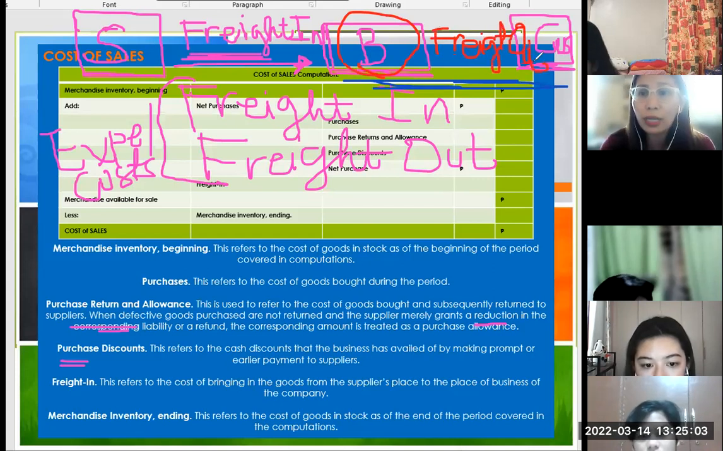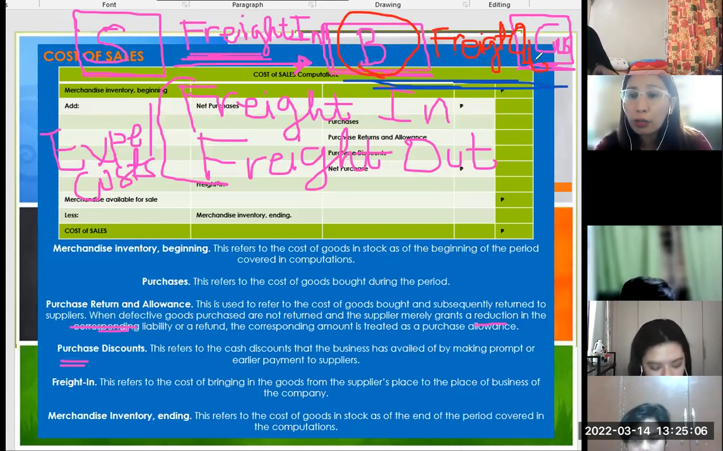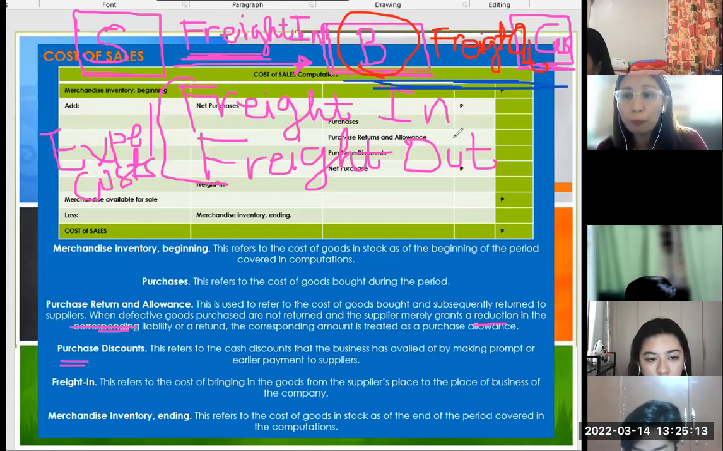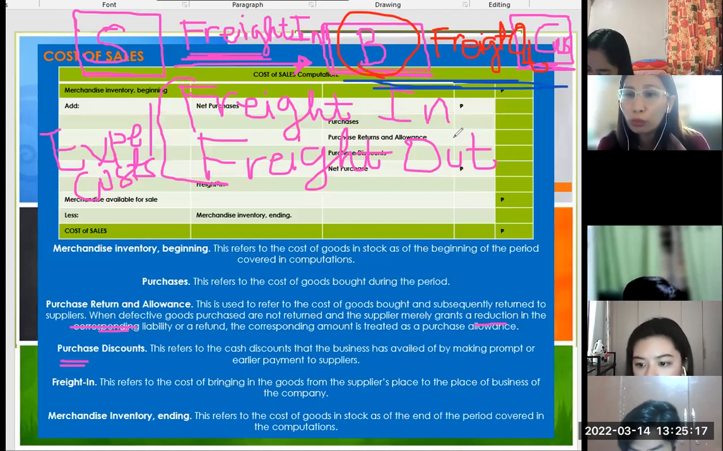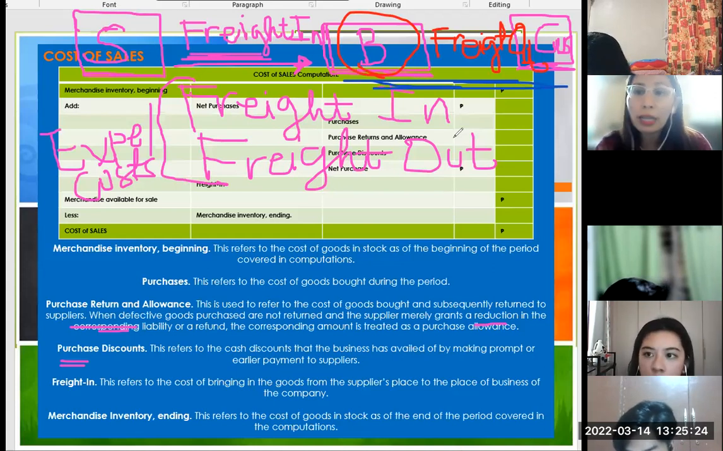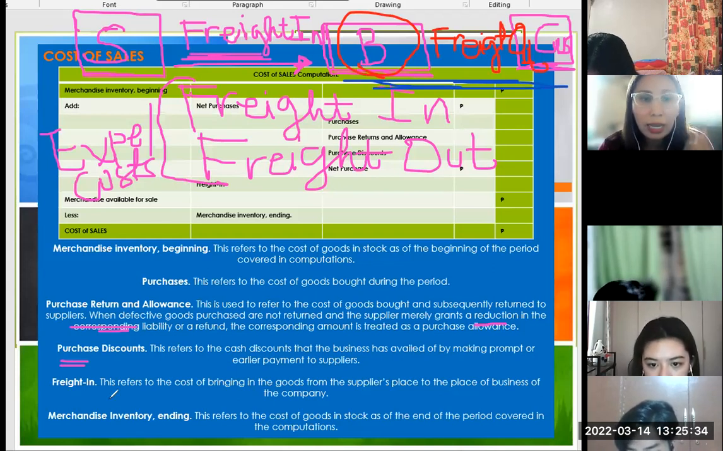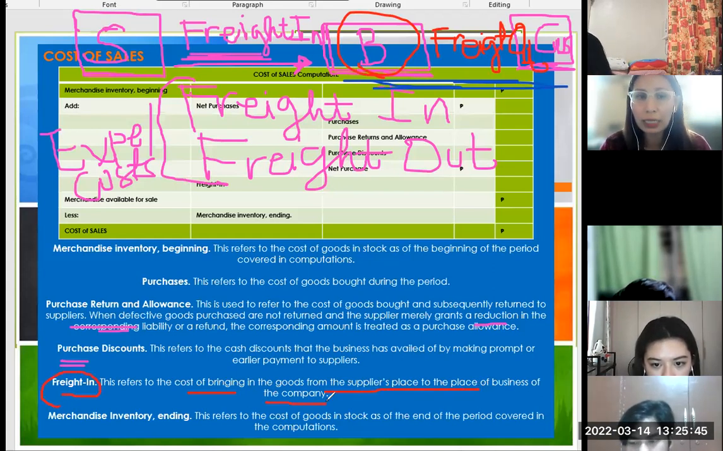Freight out. Kasi the products are going out and then you shoulder the fees or the delivery incurred to it. Naintindihan po? Kaya siya freight in, freight out. Pag papasok yung product and then you shoulder the expenses from the supplier, it is called freight in. Kapag i-deliver mo na yung product, and then you also shoulder the delivery costs, delivery fees, it is freight out. Okay? Now, sabi dito, freight in, this refers to the cost of bringing in the goods from the supplier's place to the place of business of the company. Freight in.